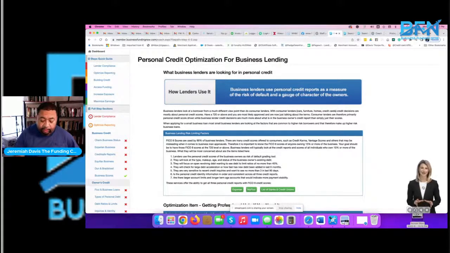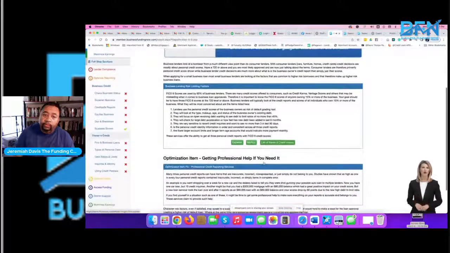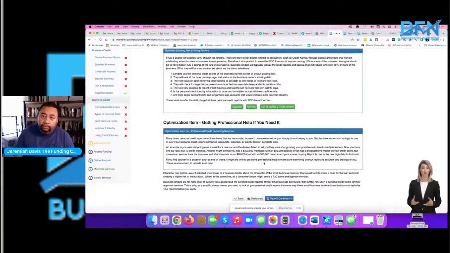Business lenders look at a borrower from a much different viewpoint than consumer lenders. With consumer lenders, credit decisions are mostly about personal credit scores. If you have a 720 or above, you are most likely approved. Consumer lenders are primarily personal credit score driven, while business lender credit decisions are much more about what is in the business owner's credit report.